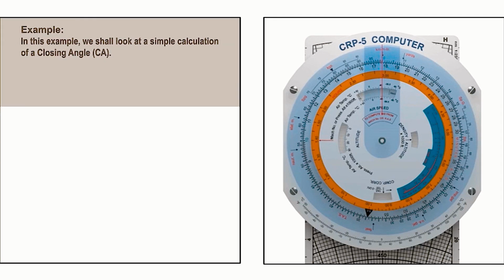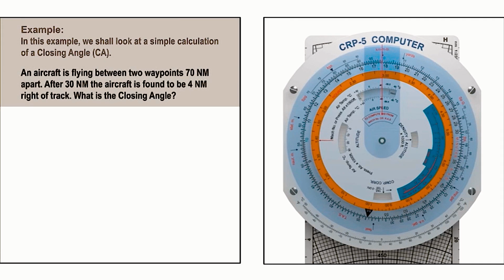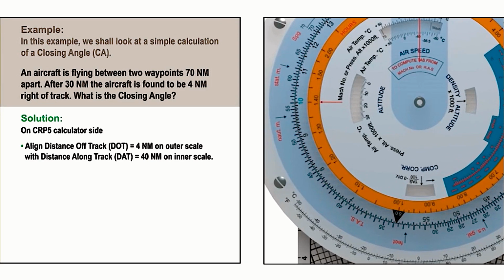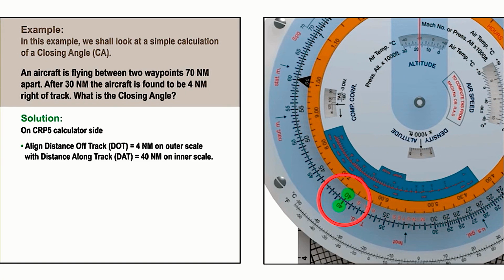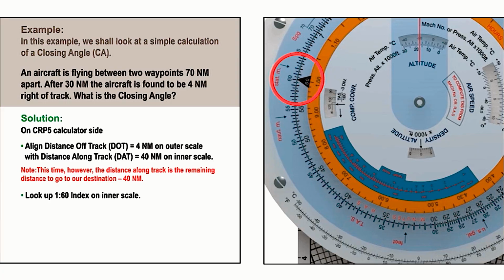Now let's look at a closing angle calculation. We are flying between two waypoints 70 nautical miles apart, and after 30 nautical miles, we find we are 4 nautical miles right of track. Again, we align our distance off track, 4 nautical miles, on the outer scale, with our distance along track on the inner scale. This time, however, the distance along track is the remaining distance to go to our destination, 40 nautical miles. We now read off the value of the closing angle on the outer scale, opposite the 1 in 60 index black triangle on the inner scale. The closing angle in this case is 6 degrees.